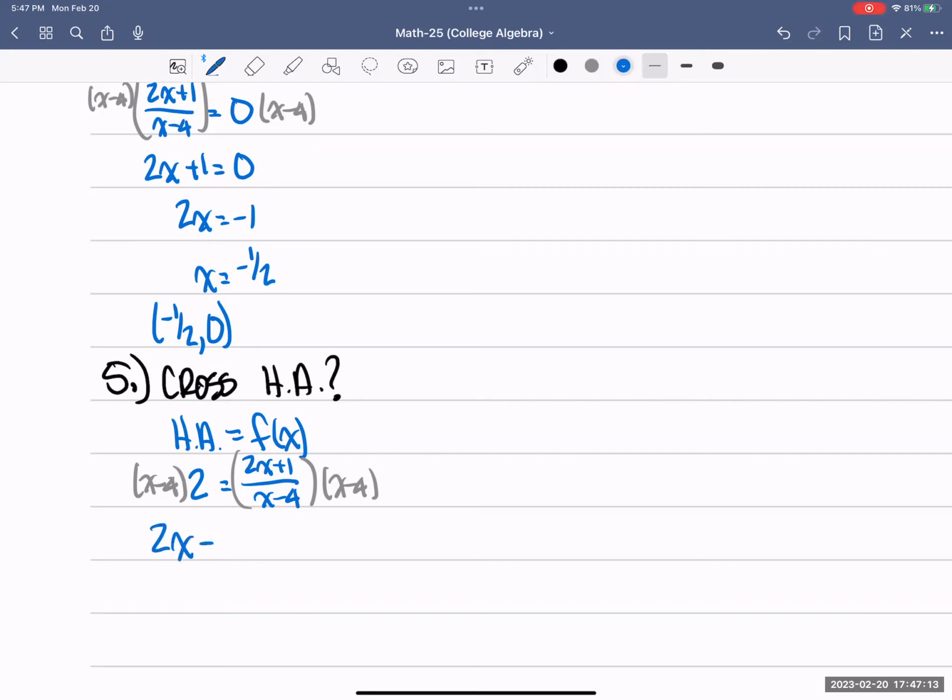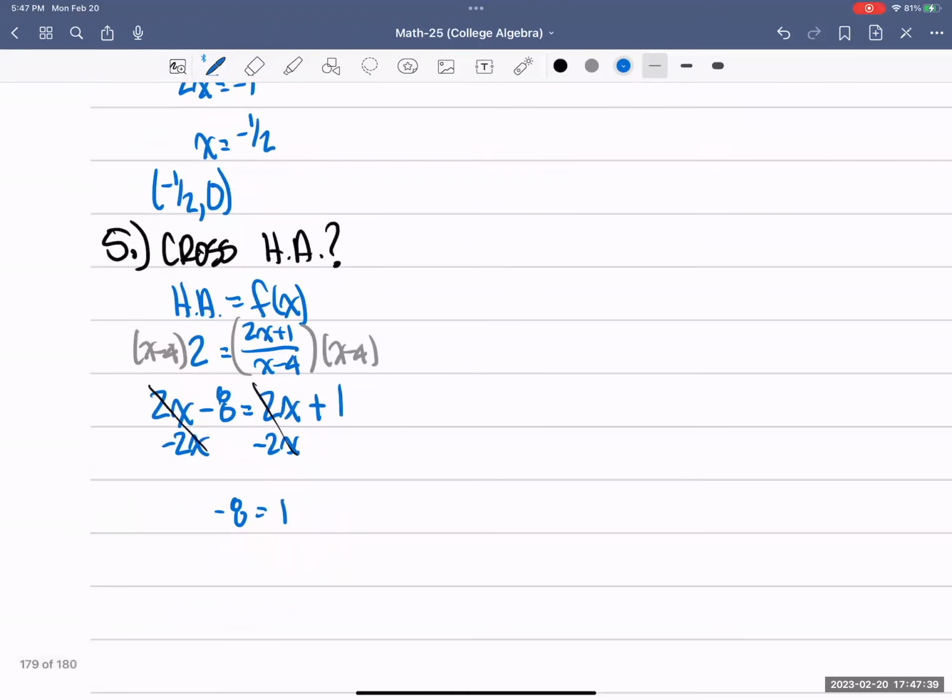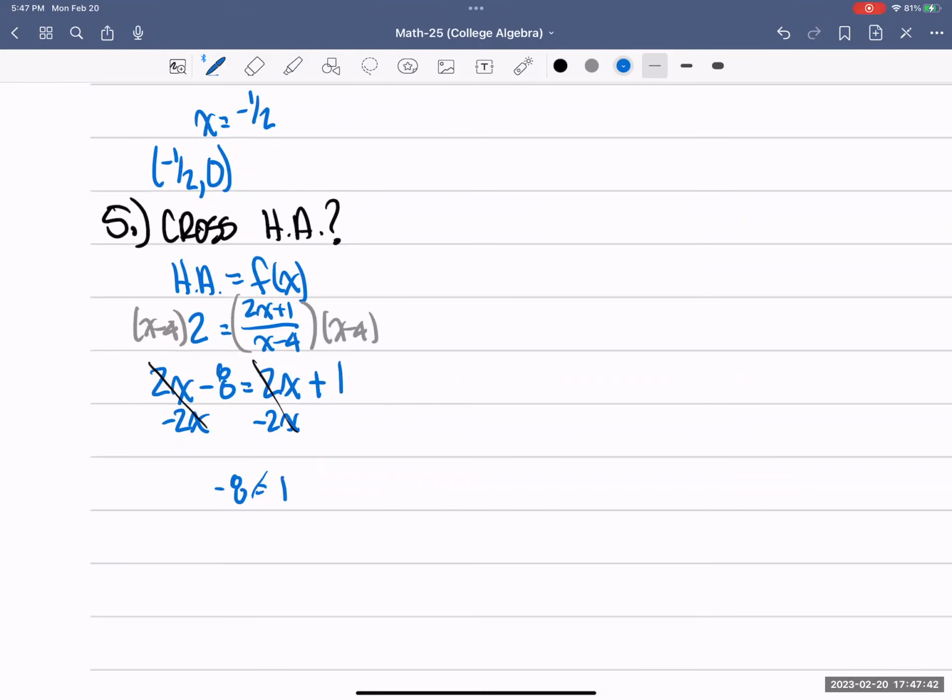So 2x minus 8 is equal to 2x plus 1. And now move all of our variables over to the left side. So anything with an x, we're moving it over to the left side. Minus 2x minus 2x. Those subtract out. Ooh, those subtract out as well. And we're left with negative 8 is equal to 1. Negative 8 does not equal 1. So here we're going to say that there's no solution. So not only is there no solution, this means that we don't cross our horizontal asymptote.